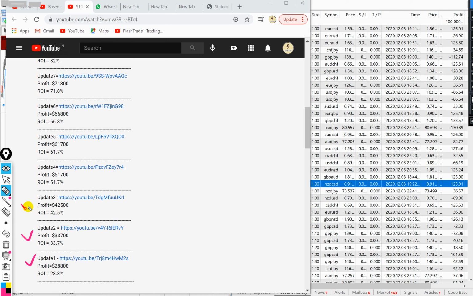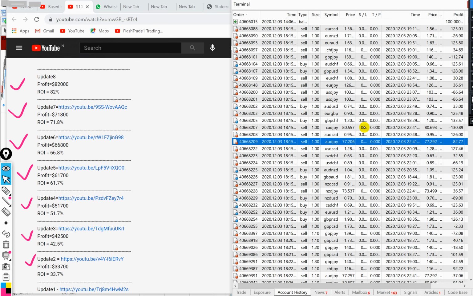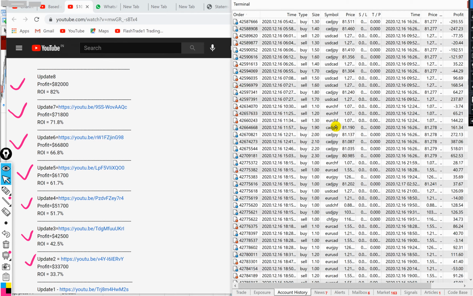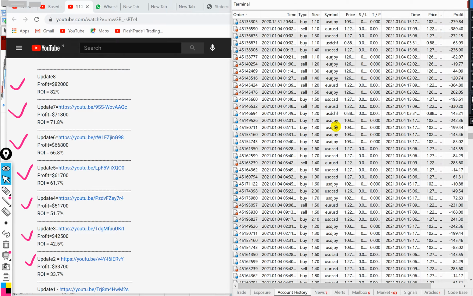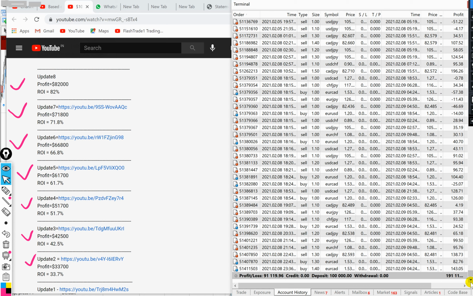28,000, 33,000, 42, 51, 61, 66, 71, last 82,000. And as of now, during the ninth update, the profit on the account has been increased to $91,119.